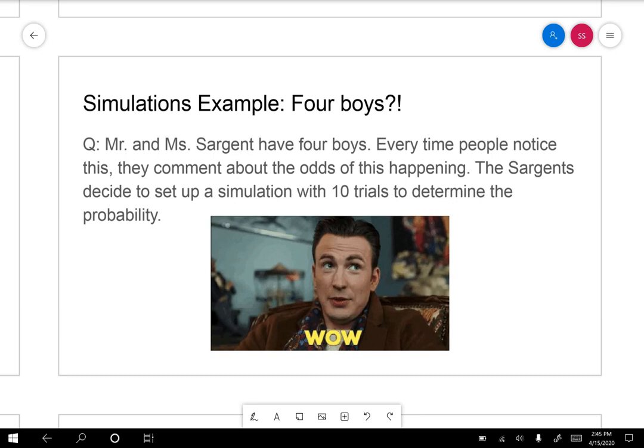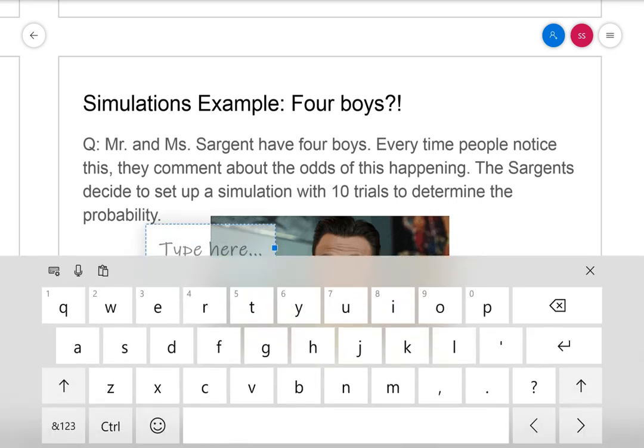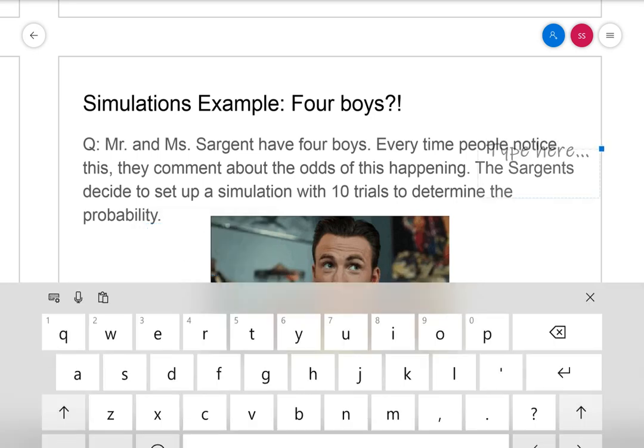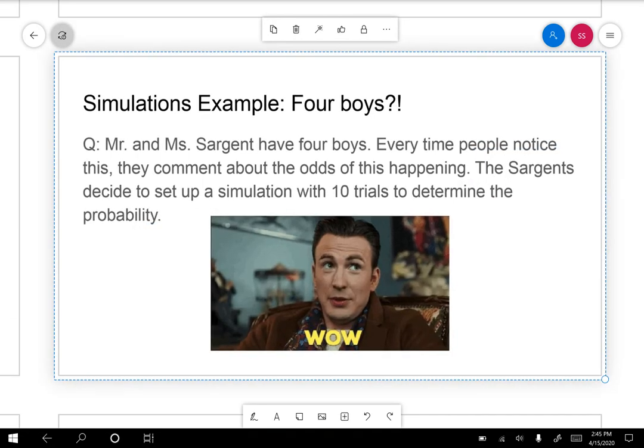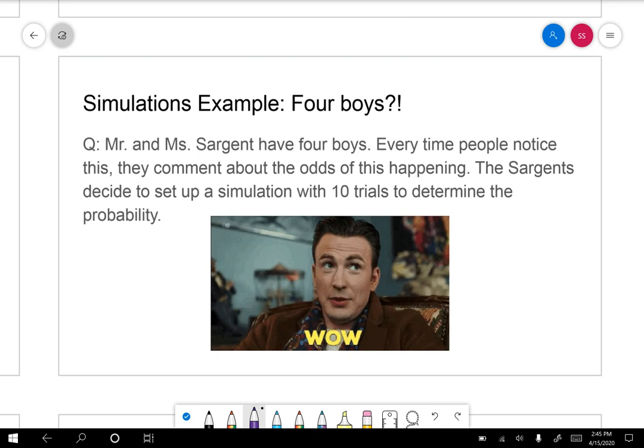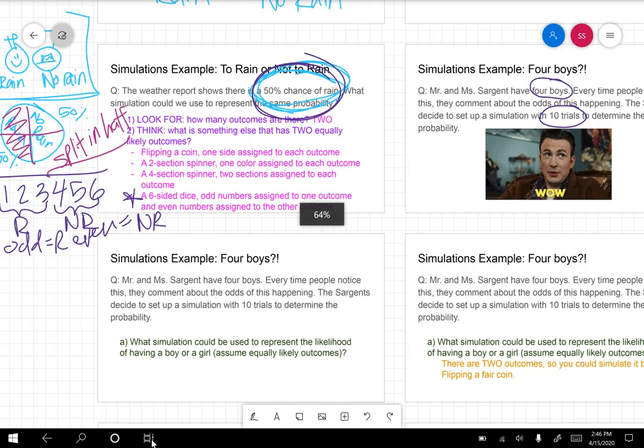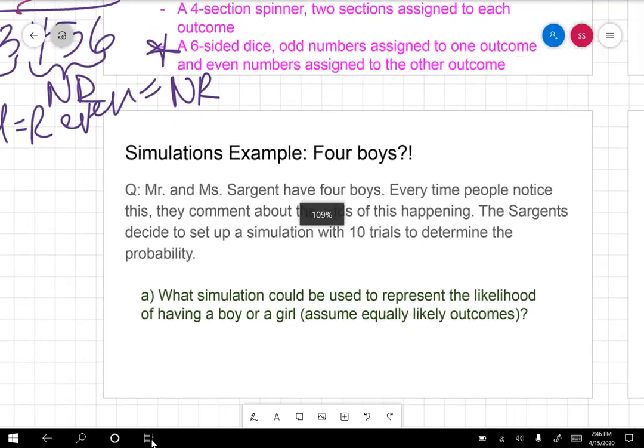Now this one's a little more tricky because we've got a few different parts here. I keep clicking the wrong button. There we go. We have 4 boys, right? So we're going to have not only different outcomes, but we need to have 4 separate experiments going on within our one experiment. Sounds a little complicated, but we'll walk through it. We also have 10 trials.